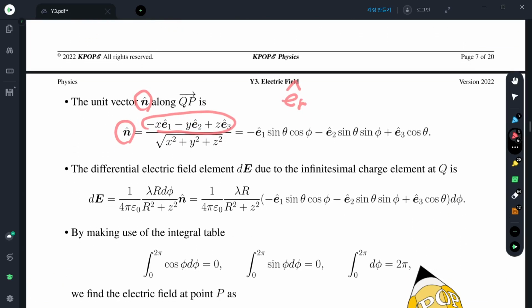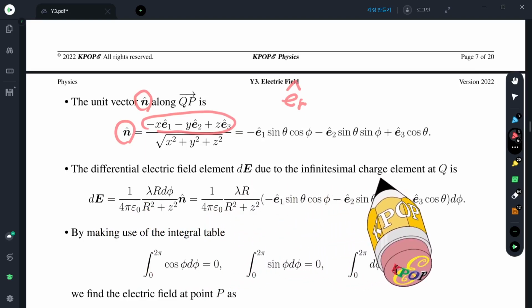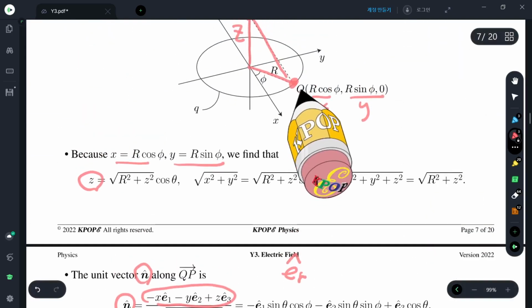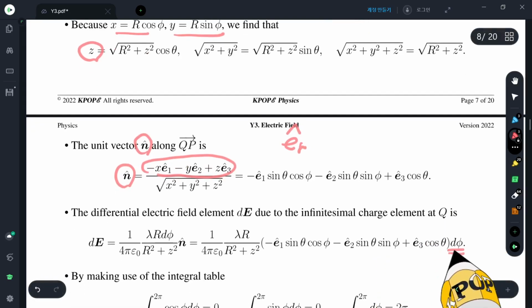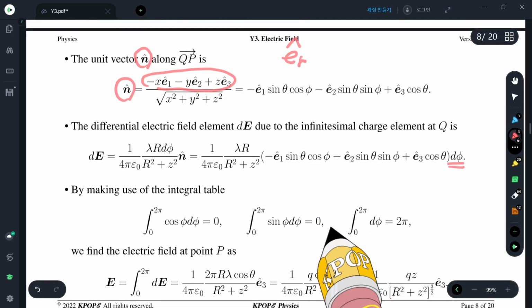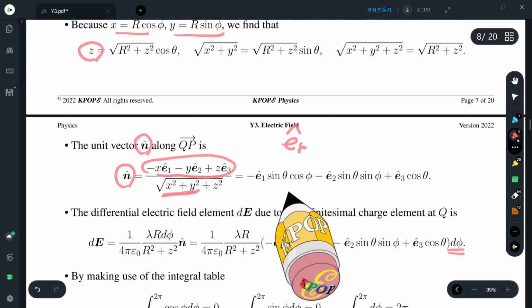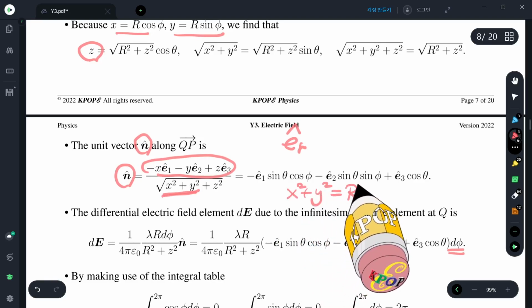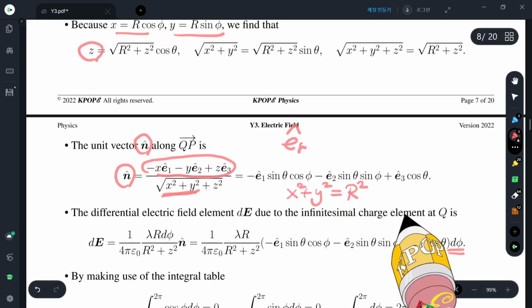As a result, the differential electric field element due to the infinitesimal charge element at Q with a differential azimuthal angle dφ is like that. Here, we have made use of a simple expression, x squared plus y squared should be r squared, because it is on a circle of radius r.